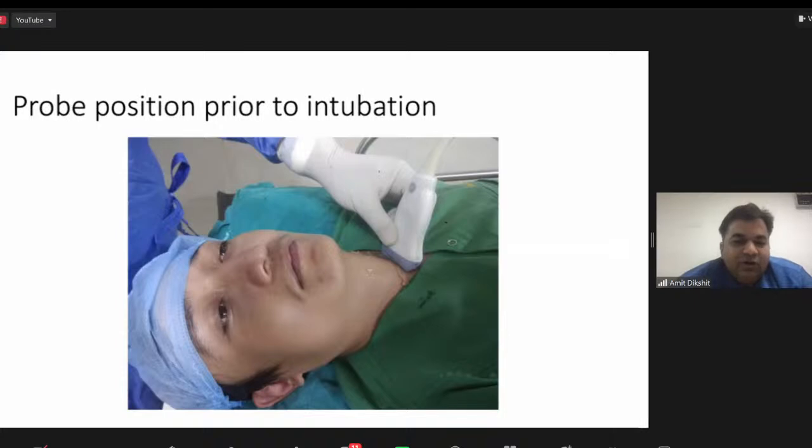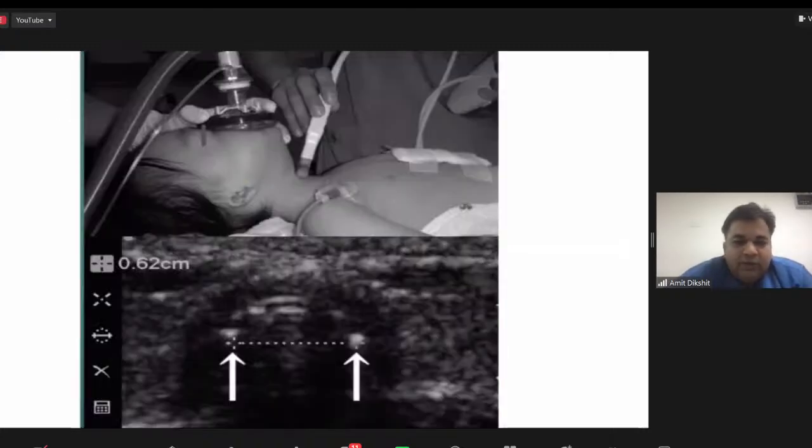I am sure those who are using video laryngoscope and other teaching tools, if that's the practice, everyone is quite relaxed. But with ultrasound, if you have a probe there, it will definitely guide you where the tube is going. Even in pediatric patients, when people are not sure about the tracheal diameter, which size tube we should use.